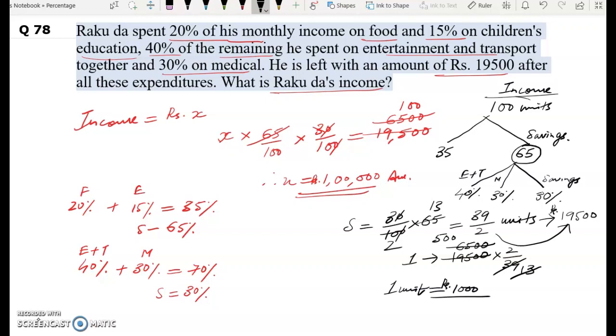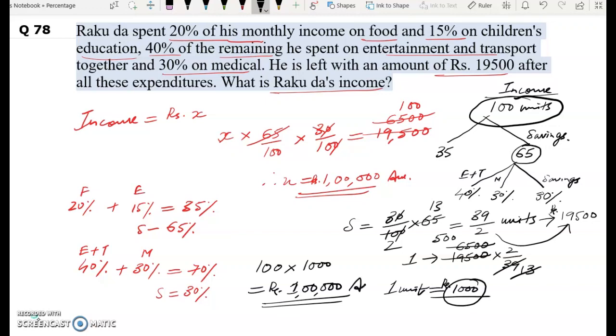Total income of Rakuda is 100 units. So 100 into 1000. This will give us rupees 1 lakh, 5 zeros. And this is our answer.